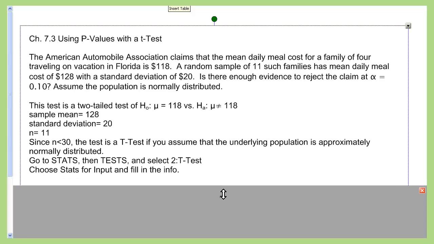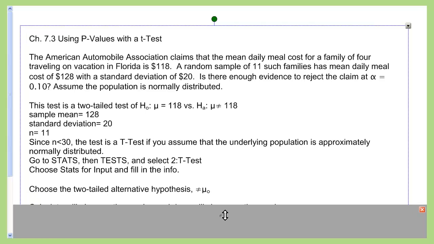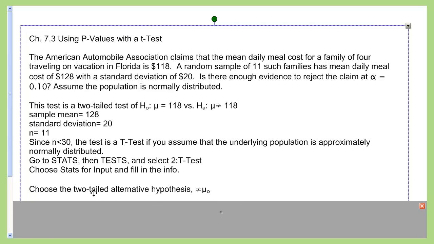Alright, so from there, we're going to go to stats and then test, and we're going to select 2, which is the one under z-test. We're going to select t-test. So we're going to choose stats for your input. We're not doing data because I don't have anything listed in L1. I do, but it's left from another problem. Then we're going to fill in the appropriate information. Alright, and when we get ready to do this, we're going to choose at the bottom the two-tailed alternative hypothesis, which is not equal to.